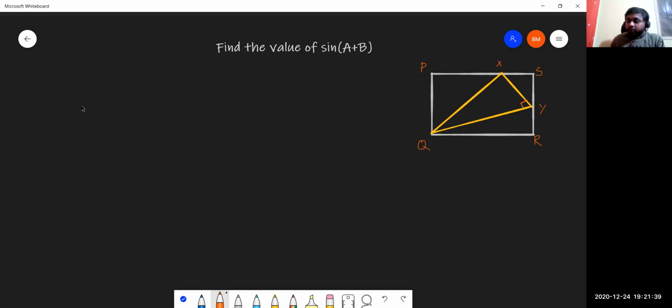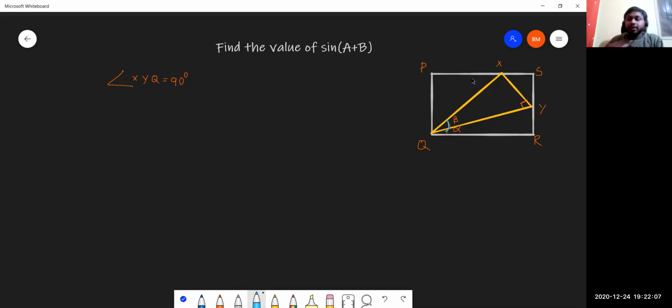Here I will do a construction where angle XYQ is equal to 90 degrees, and this triangle QXY is the right angle triangle. Here I will consider two angles, where this angle is alpha and this angle is beta. So combiningly, as you can see, we are getting this angle as alpha plus beta.